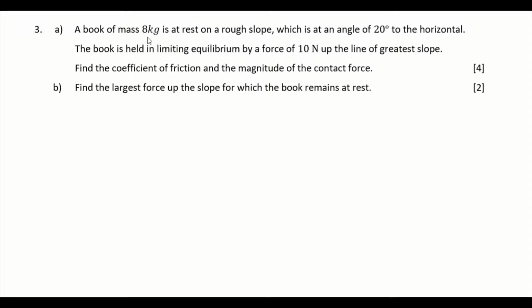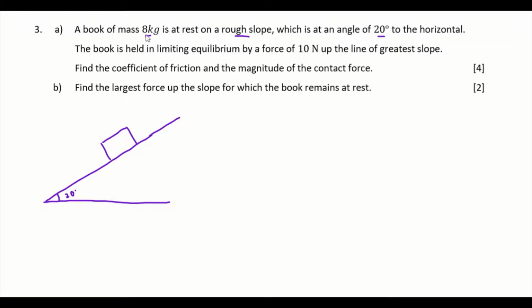So a book of mass 8 kg is at rest on a rough slope. Okay, so that's why there's friction involved. So a rough slope is 20 degrees to the horizontal. So let's try to draw it. So we have the slope here. Okay, so the slope is, let me try to draw it a little bit nicer. So yeah, the slope, then horizontal plane. So this is 20 degrees. Okay, so the book of mass 8 kg, let's try to draw the book then. So this is the book.